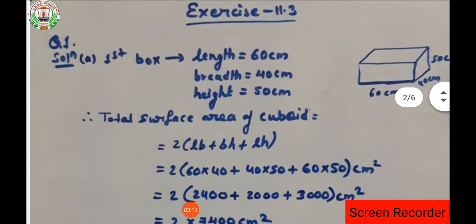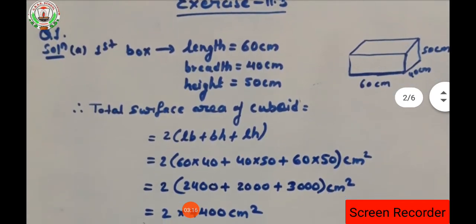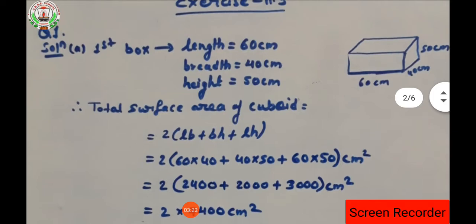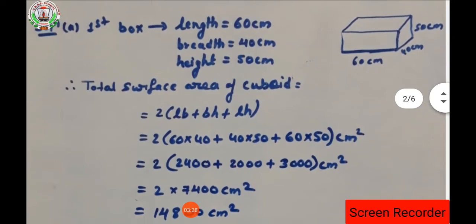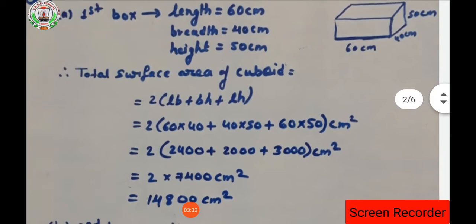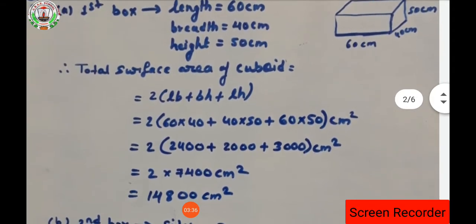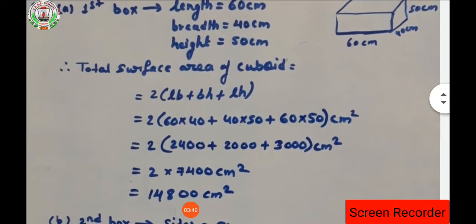Okay, so here is the solution for question number 1. As I told you, the length, breadth and height of box A and box B are given. We have to find the surface area. The total surface area of a cuboid, the formula is 2 into (LB plus BH plus HL). Every value of L, B and H, that means length, breadth and height, is given. We just have to substitute the values in the formula and multiply.